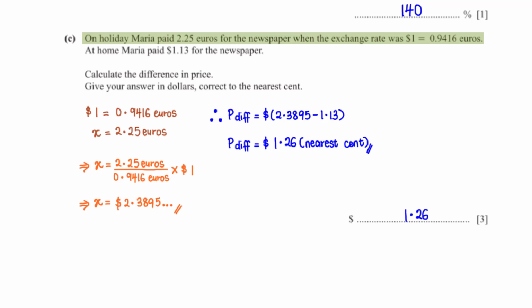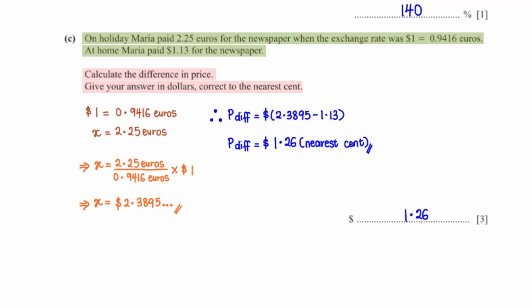On holiday, Maria paid 2.25 euros for the newspaper when the exchange rate was $1 equals 0.9416 euros. At home, Maria paid $1.13 for the newspaper. Calculate the difference in price. Give your answer in dollars, correct to the nearest cent.